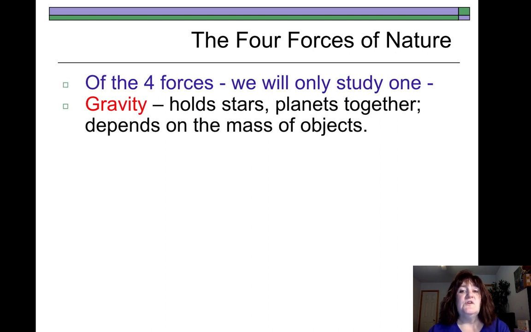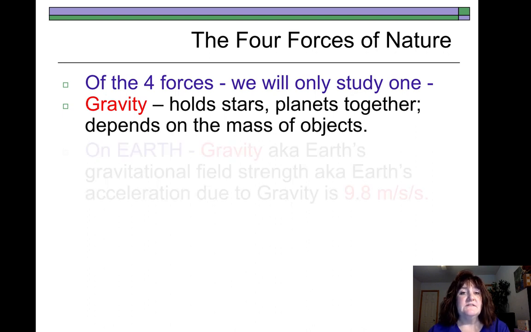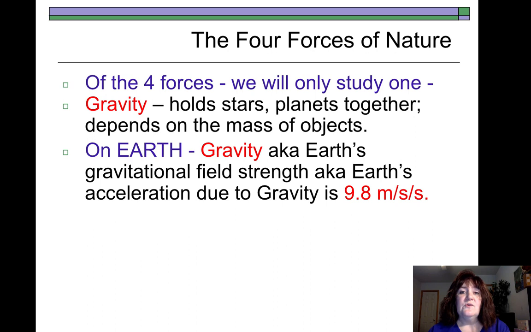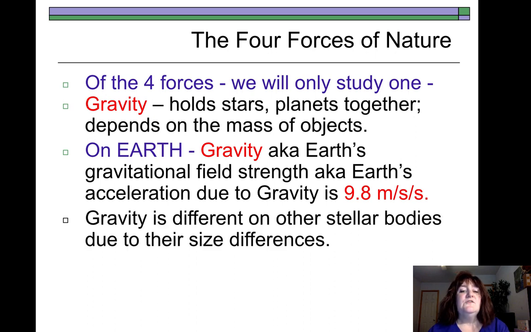Gravity is what holds stars and planets together, and it depends on the mass of the objects. On Earth, gravity is known by many names: Earth's gravitational field strength, Earth's acceleration due to gravity, and they all are 9.8 meters per second. Gravity, however, is different on other stellar bodies, due to their size. So gravity on the Sun is very different than gravity on Earth.